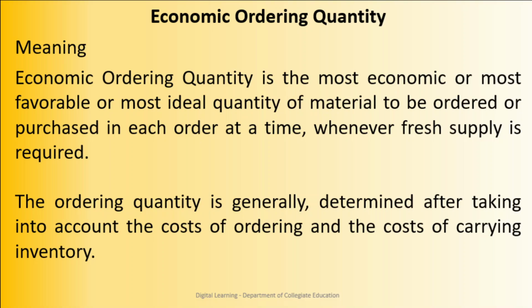EOQ is the most economic or most favorable or most ideal quantity of material to be ordered or purchased in each order at a time whenever fresh supply is required. The ordering quantity is generally determined after taking into account the costs of ordering and the costs of carrying inventory.